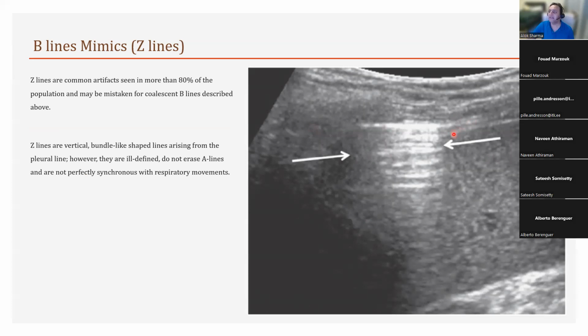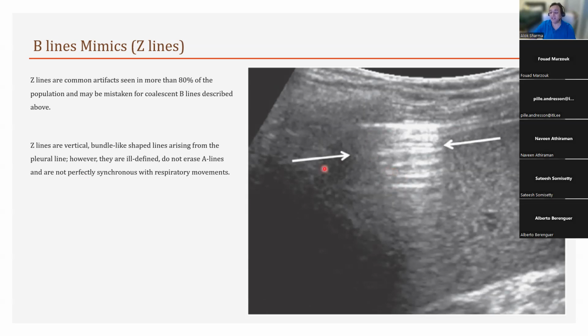But this is one of the B-line mimics that you will see very often, and it's a Z-line. What it basically reflects is an artifact that takes its origin from the pleural line. It's a vertical bundle-shaped artifact, which does not erase the A-lines. So you can see A-lines over here at this particular point. This is quite a magnified image, but when you see it, it might appear as a very wide comet tail, if you see my hands. So rather than having that pinpoint comet tail, it appears quite wide. We have some images that I'll show you today where you can clearly see them.